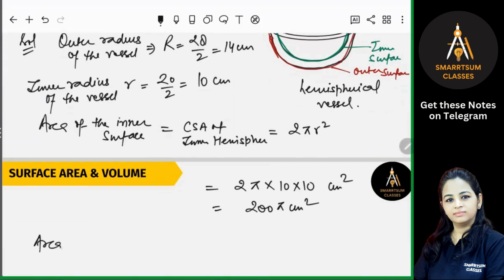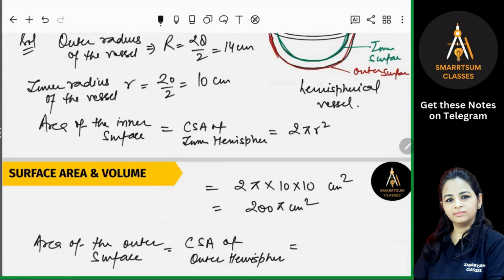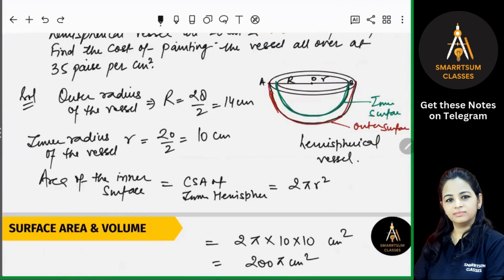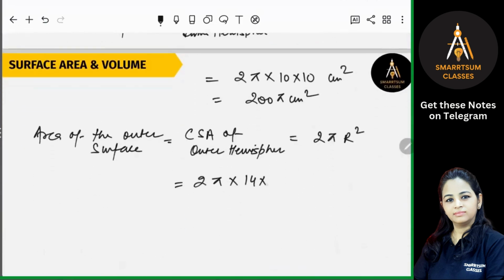Now, similarly, we can find out the area of the outer surface of the vessel, which is the curved surface area of the outer hemisphere. Again, the formula is the same, 2 pi r square, but this time the radius is the capital R. So 2 pi capital R square. Now put the values. 2 pi into, what is the value of capital R? It is 14 centimeter. So write 14 into 14 centimeter square. Is it clear? Now you can solve this. So this is 392 pi centimeter square.